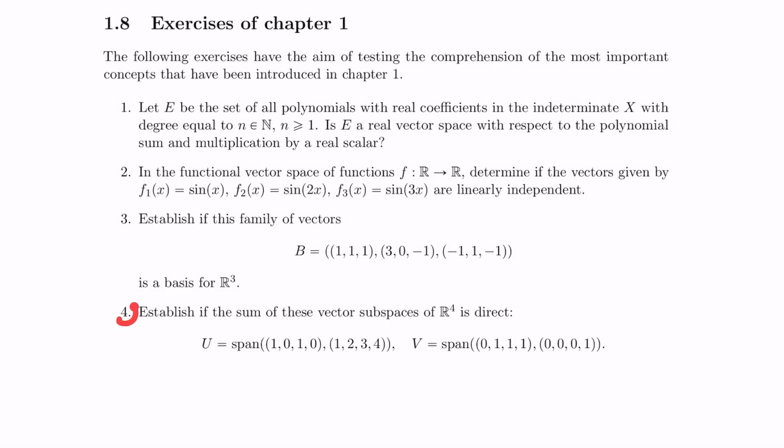Finally, let's consider exercise 4. Establish if the sum of these two vector subspaces of R4 is direct. In order to solve this exercise, you just need to remember two things. What is the span of a bunch of vectors, and also what does it mean for a sum to be direct.